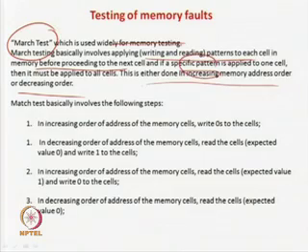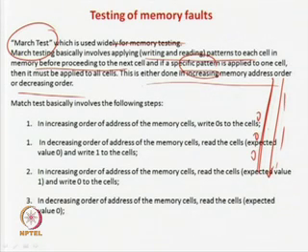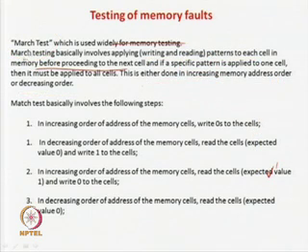Like you may be writing 0 0 0 0 0, then writing 1 1 1 1 1 and so forth, or you may be doing 0 1 0 1 0 1, something like that. A specific pattern may be applied in one cell, then applied to other cells and so forth. But the basic idea is that you go this way, you come back this way, and you either apply all zeros, then all ones, or you do it in an alternative way. That is the basic idea of March test: you go in one direction, then come back in another direction, keep on applying whatever specific patterns are required to the cell and read them back.